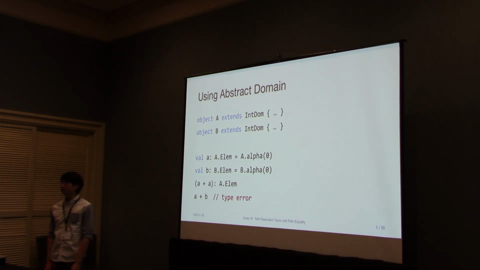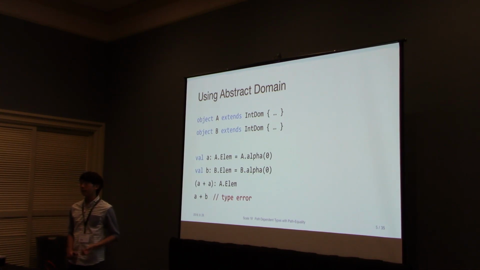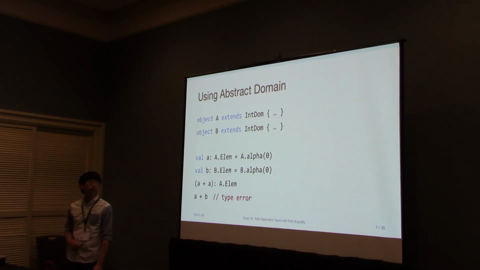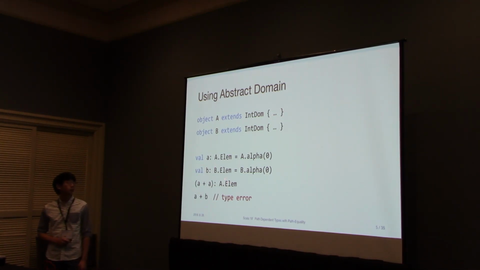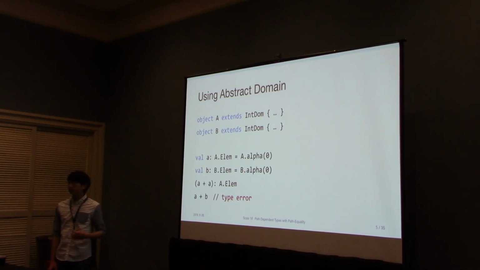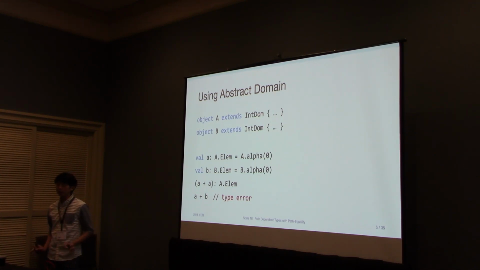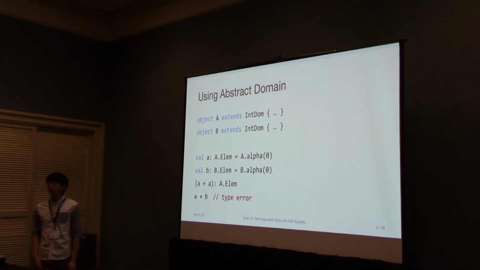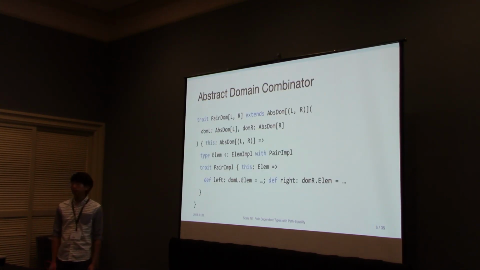The Scala type system can prevent such things from happening by accident. In this code, variable a is an element of domain A, and variable b is an element of domain B. Since the addition method takes an abstract element from the same domain as an argument, type checking a plus a succeeds, but a plus b will be rejected correctly. So now we hope to do something more.